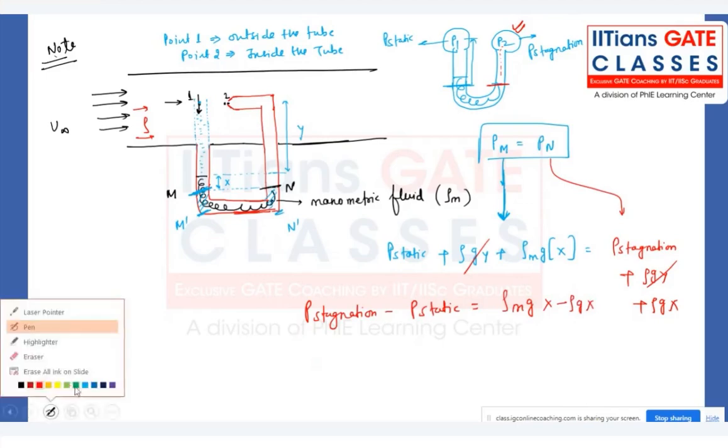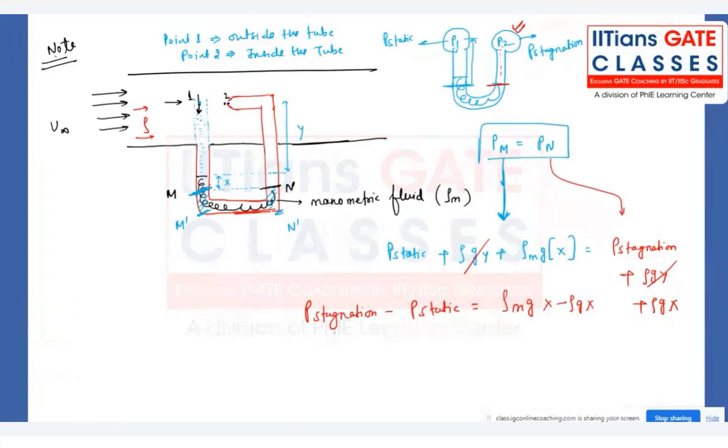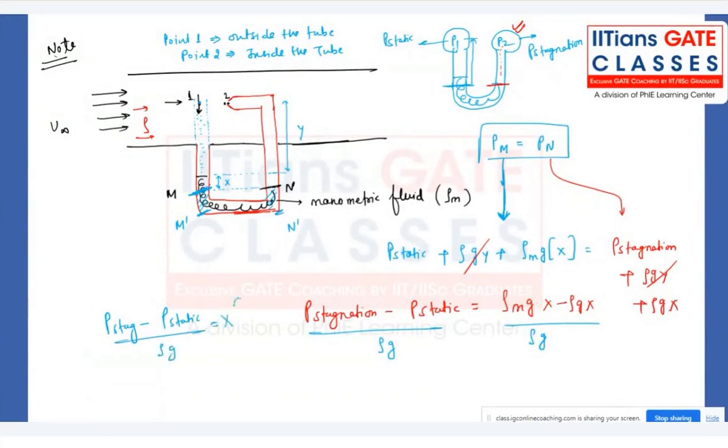Further, what we can write, my dear friend? Can we write like this, divided by rho g? So what we can write? P stagnation minus P static by rho g is equal to x times rho m by rho minus 1.